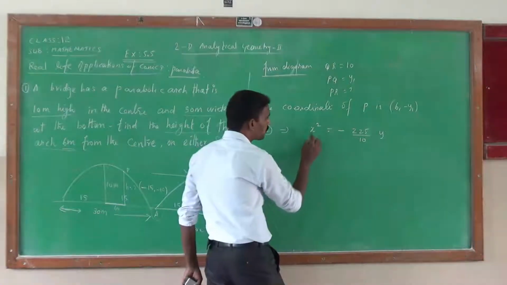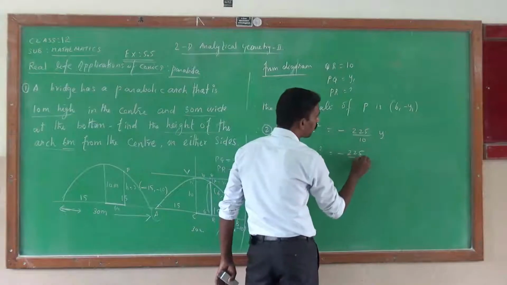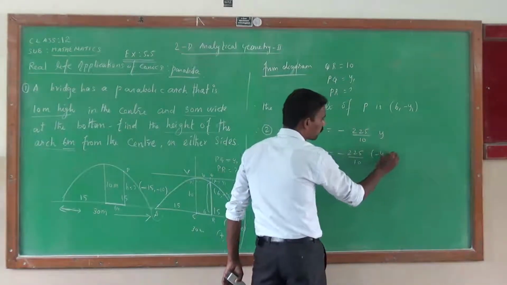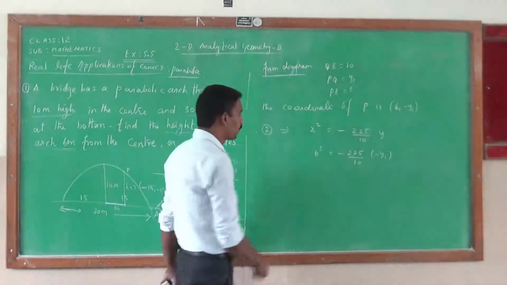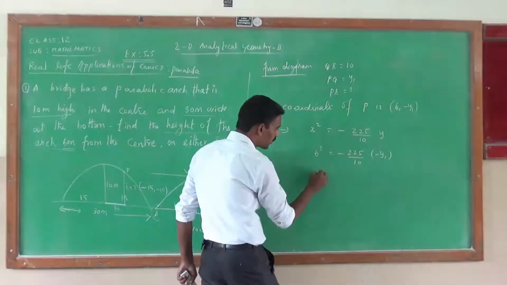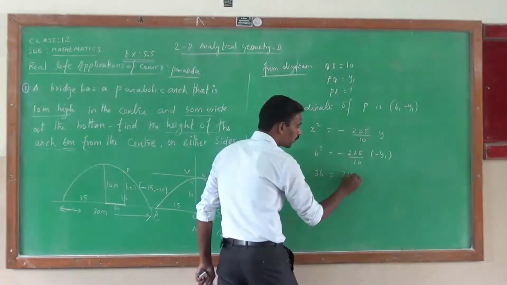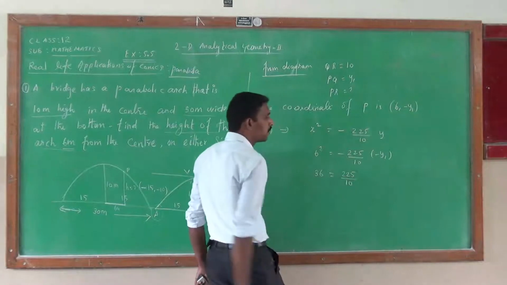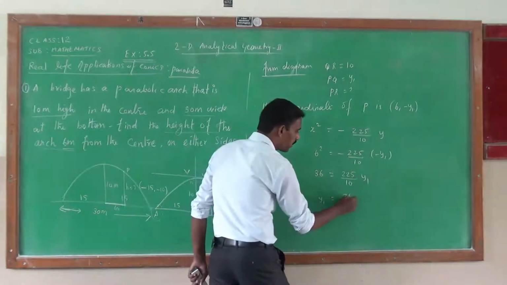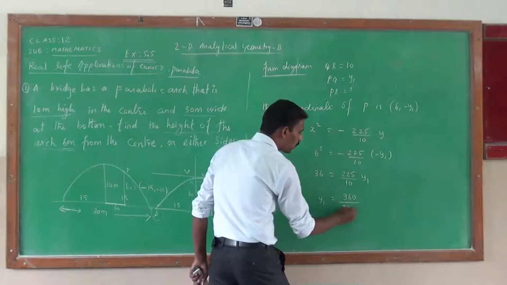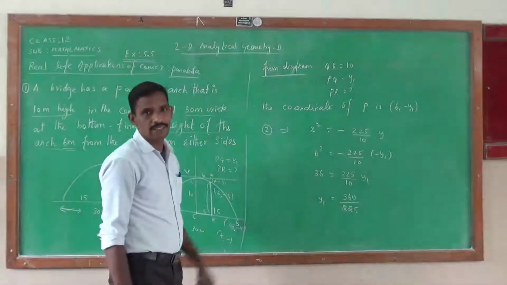We get 6 square equals minus 225 divided by 10 into minus y1. Now we have to find the value of y1. 6 square is 36, equal to 225 divided by 10 into y1. So now y1 is equal to 360 divided by 225. Now, in order to simplify, we get the answer.